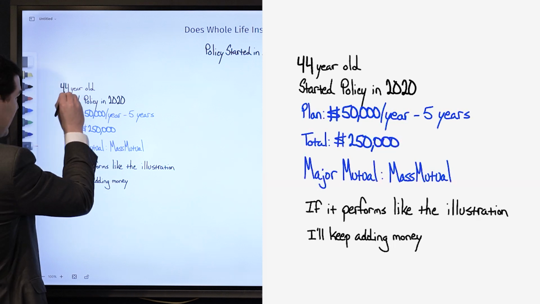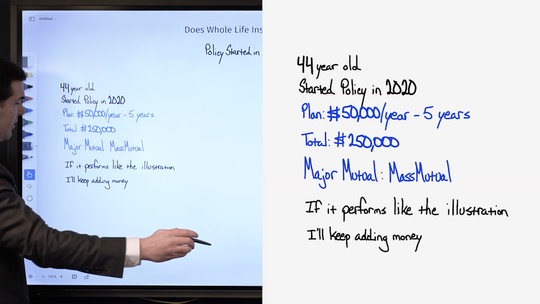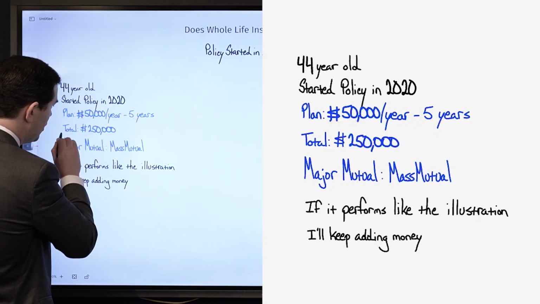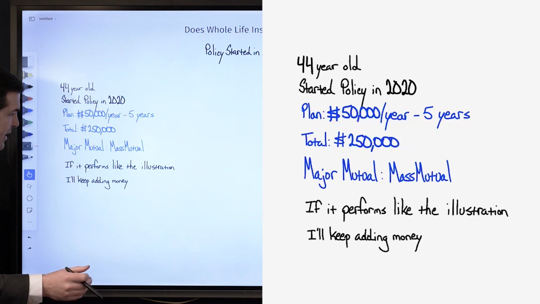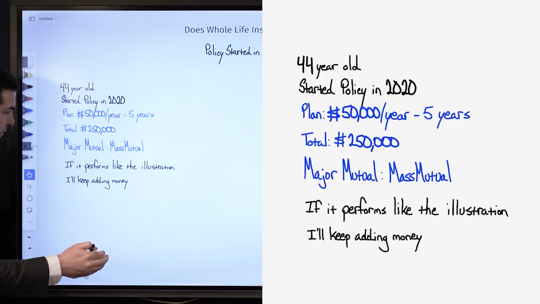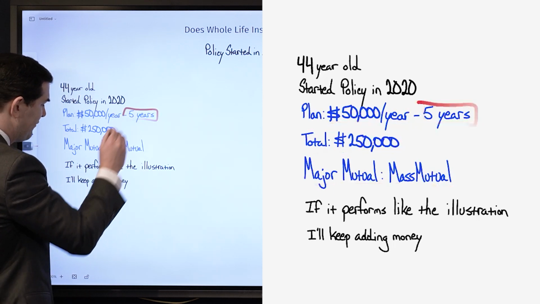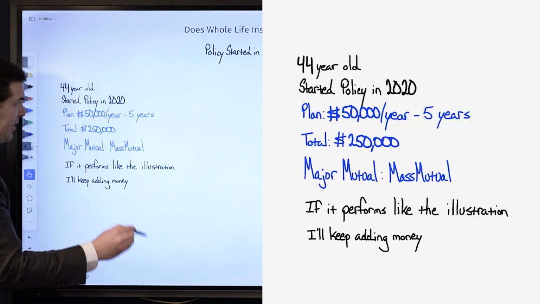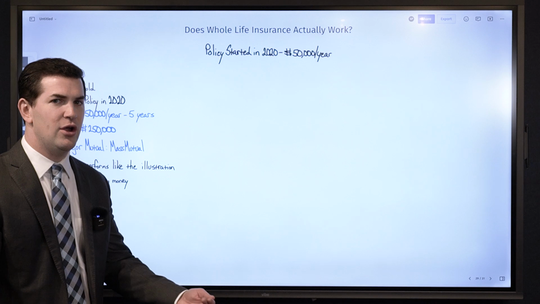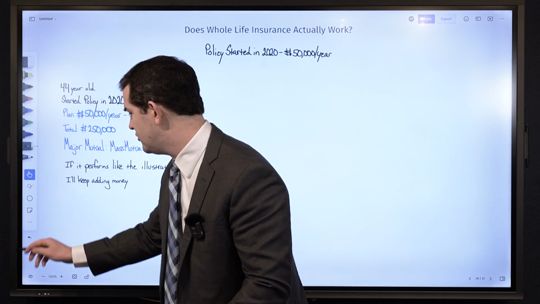So what we have in this case study is a 44-year-old female. She started her policy back in 2020. The plan was to fund $50,000 per year for 5 years, which would put a total of $250,000 into the policy. The company she selected was MassMutual, one of the 4 major mutual companies, and the plan was really to fund it for 5 years. However, she might want to keep adding money. Now, that statement of might want to keep adding money was back from when she first started the policy in 2020. Things have changed since then.